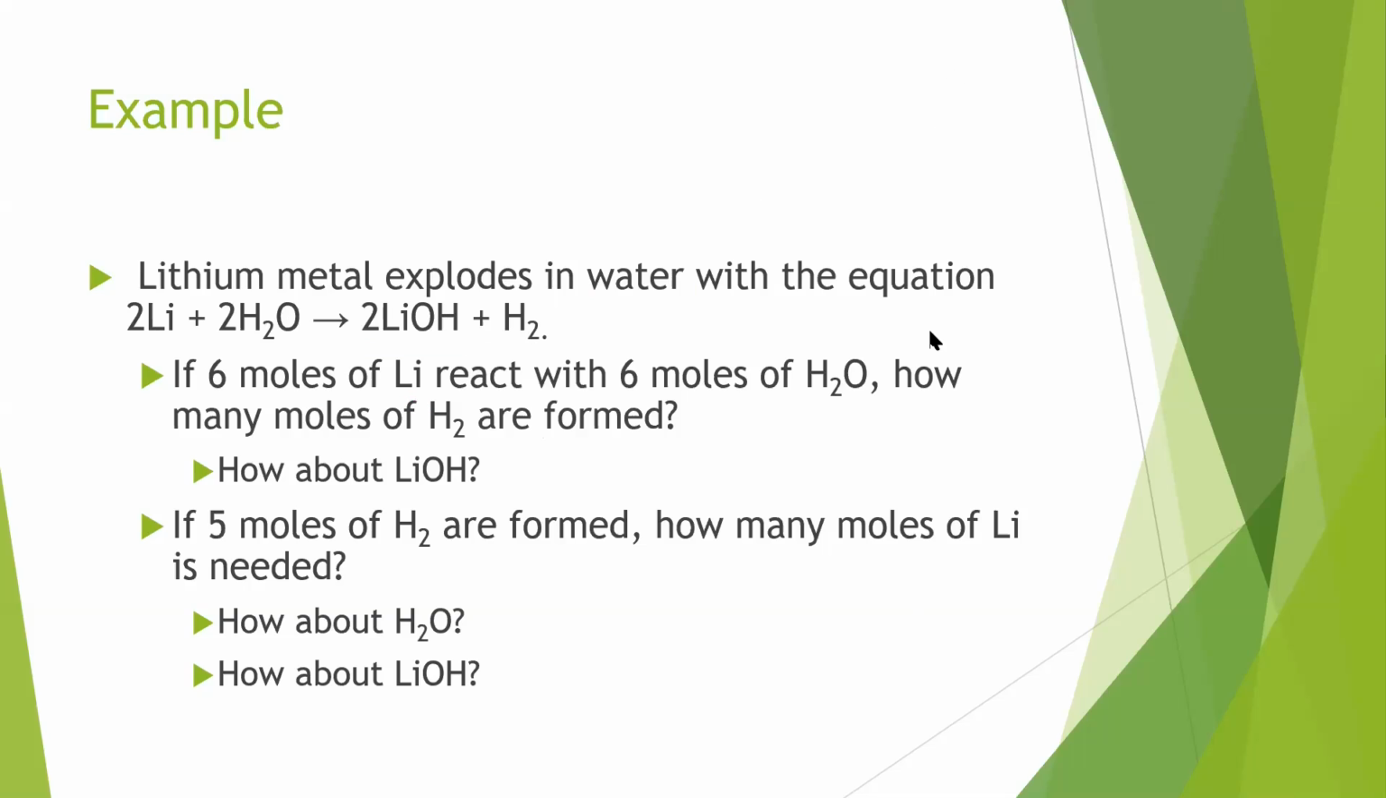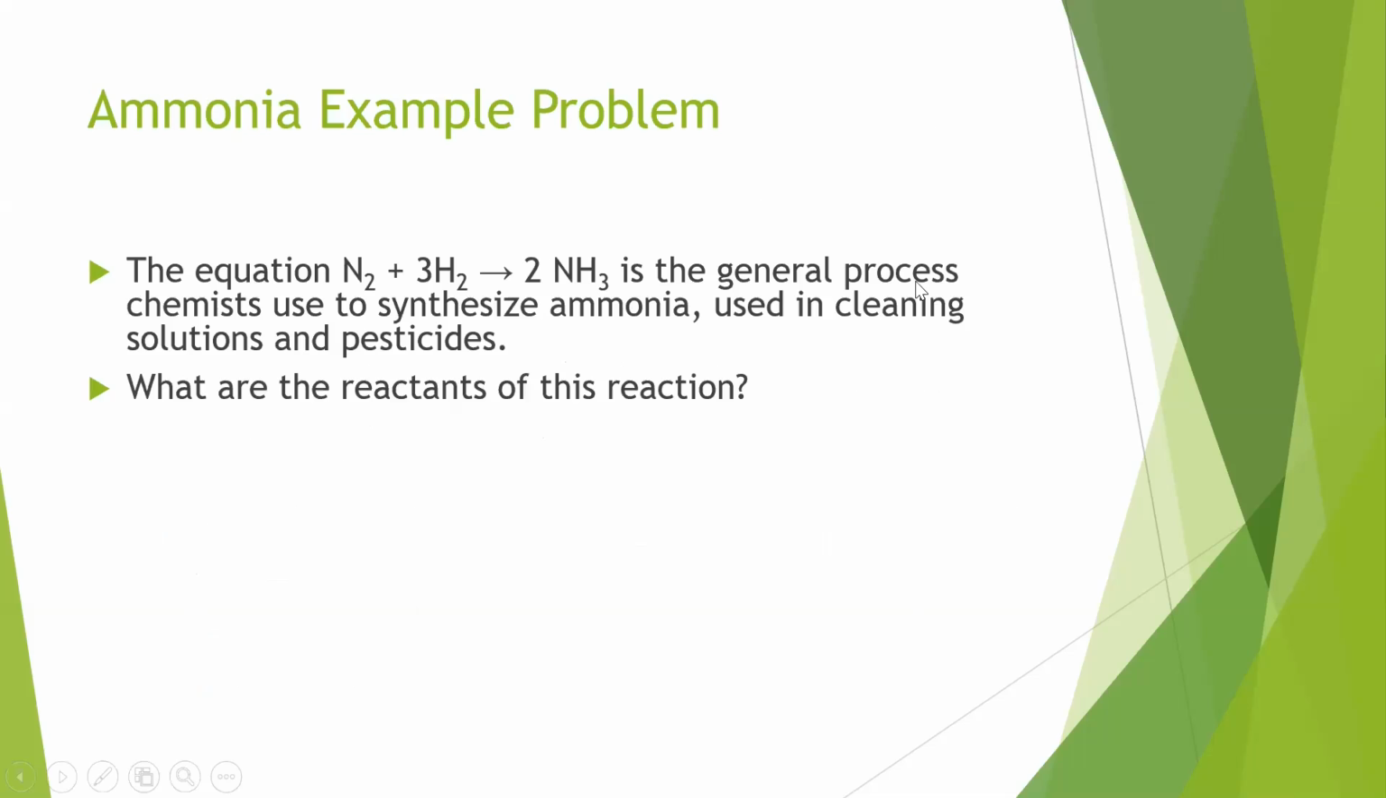So let's do the same thing for another example. The equation N2 plus 3H2 yields 2NH3 is a general process to synthesize ammonia, which is an important compound in cleaning solutions like bleach and pesticides. So what are the reactants of this reaction? We're going to tie everything together. So what are the reactants?